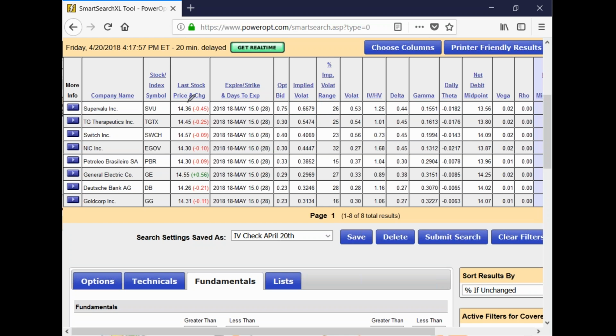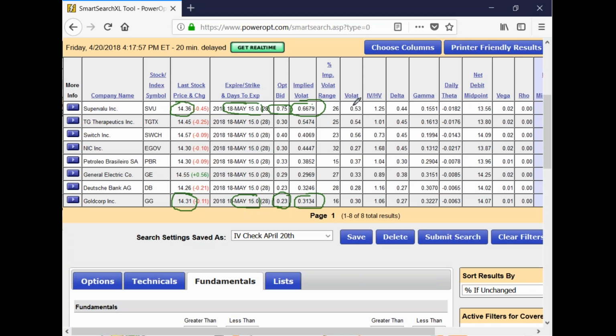But let's look at it. 1436 for SVU, 1431 for GG, Gold Corp. May 15, same strike, almost the same stock price, half of the implied volatility, 0.3134 versus 0.6679. Well, naturally, that affects the premium. Almost same stock price, same expiration, same strike: 75 cents for Super Value, 23 cents, more than a third less, for Gold Corp.